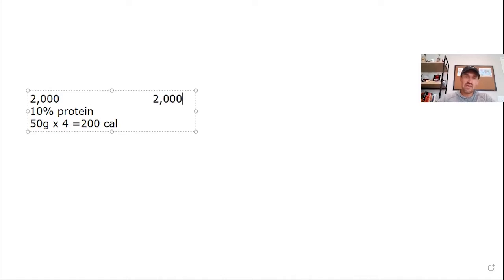Then we got person B, who's consuming things like these little packets of nuts. These are 200 calories. Pure protein. I love these for breakfast. 170 calories, 35 grams of protein.